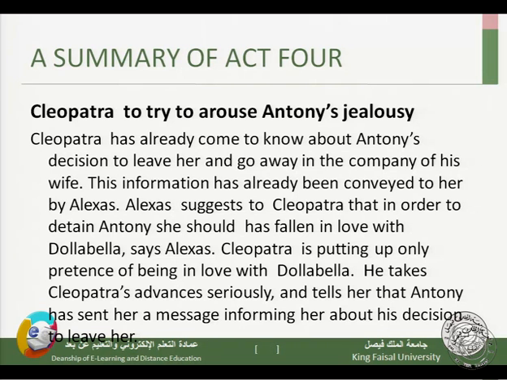But Dolabella, because he has an old love for her, takes her advances and her words to him seriously. He thinks that Cleopatra really is in love with him, and of course this is not true. So he takes Cleopatra's advances seriously and tells her that Antony has sent her a message informing her about his decision to leave. So now he is doing his task of telling Cleopatra Antony's decision to leave Alexandria.